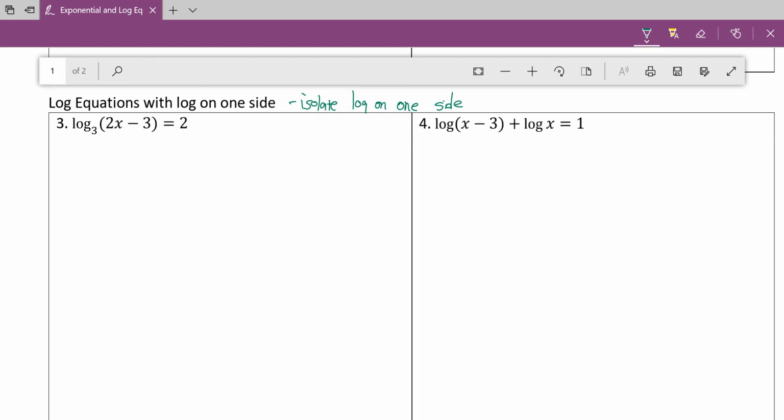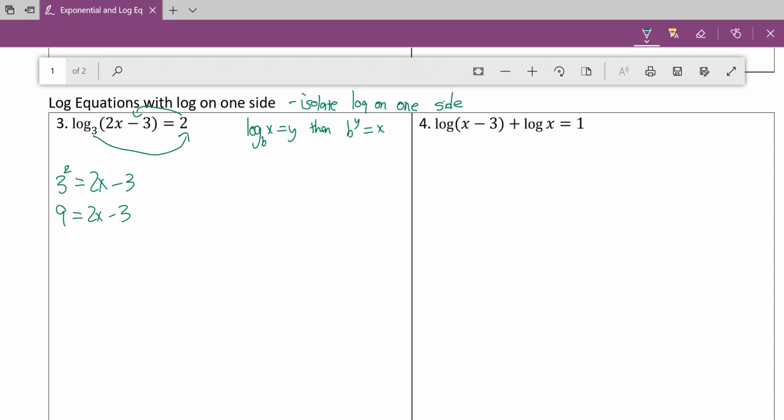So, again, think back to the definition of log. So we have log base b of x equals y, and b to the y equals x. So you're always allowed to rearrange from log form to exponential form. So one way to look at this is to say I have 3 to the second power equals 2x minus 3, which is 9 equals 2x minus 3.